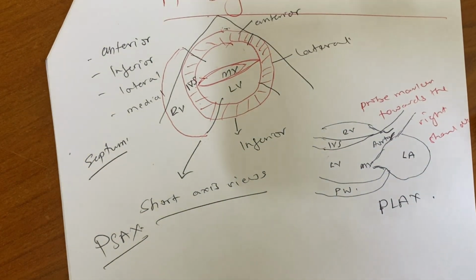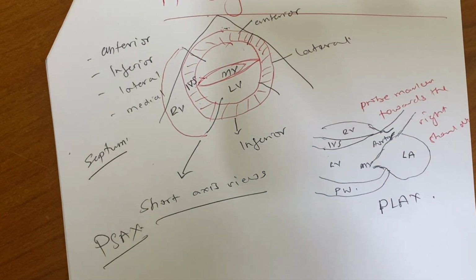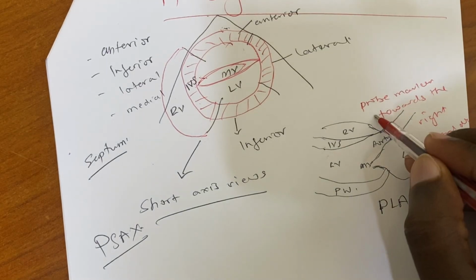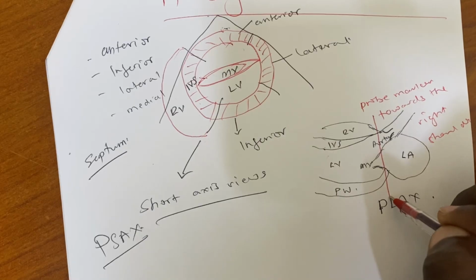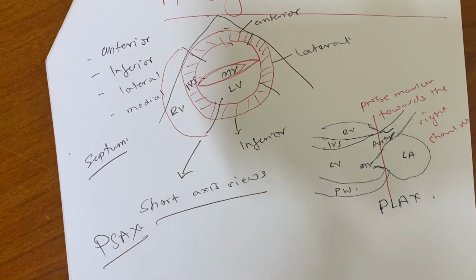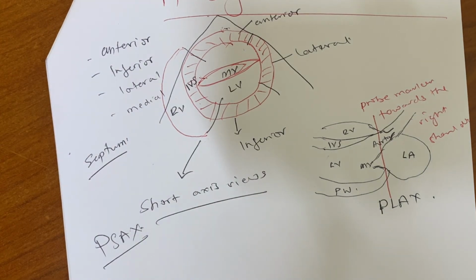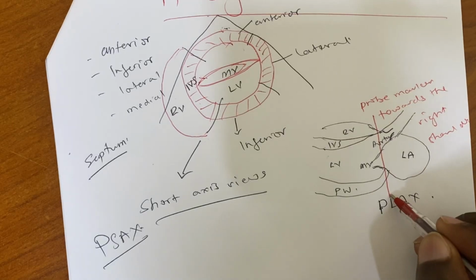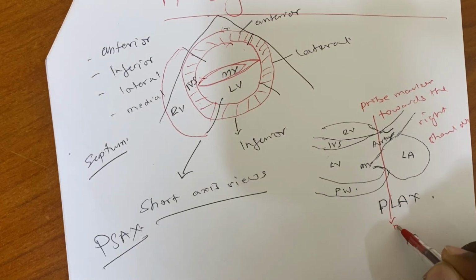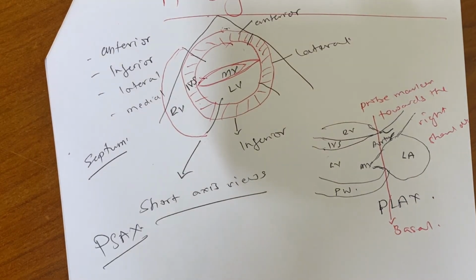Remember again, when we were starting, I told you that the heart has the base and apex. And we said the base is towards the atria, and the apex is towards the tip of the ventricles. So normally we don't consider the atria, we consider the ventricles. So the base is at this part. This is the basal part of the heart.